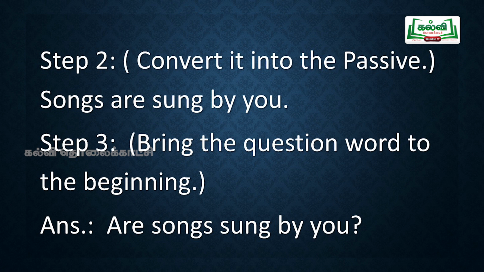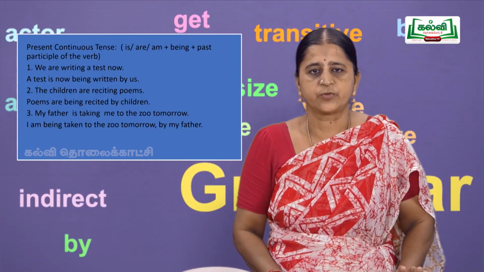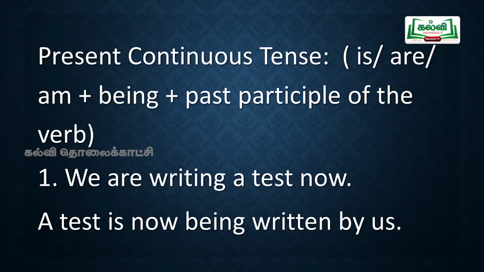So now the answer is still in the interrogative form. Do you sing songs, active? Are songs sung by you, passive? Now we pass on to the next tense, present continuous tense. So in this form again, the structure of the verb in the passive is or are or am plus being, that is being. Being plus past participle of the verb.